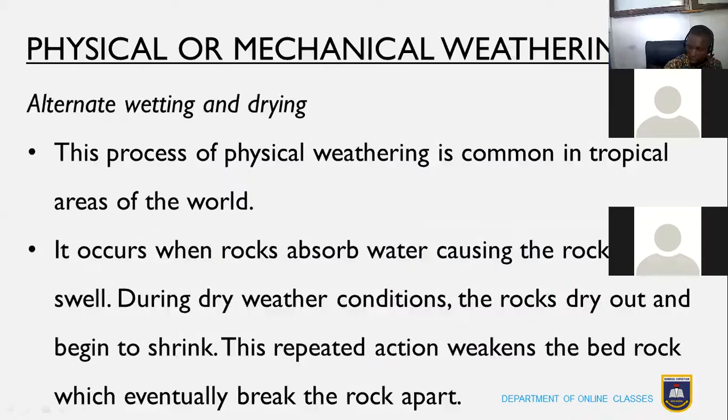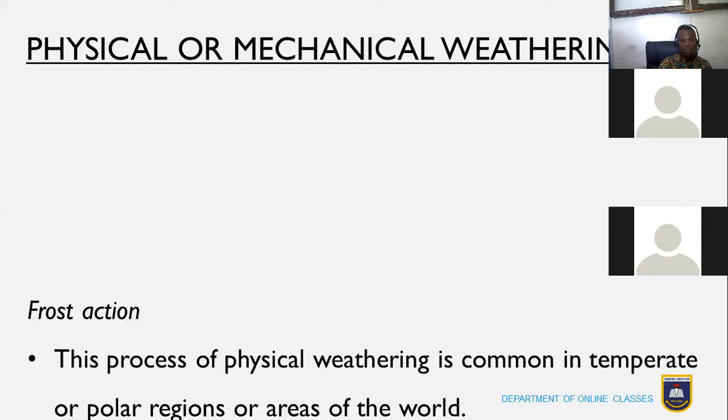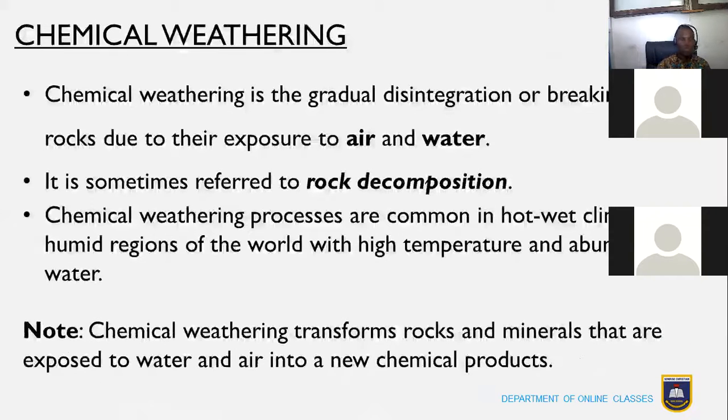Let's continue. We are done with the processes involved in physical or mechanical weathering. So we'll proceed and look at chemical weathering and the processes involved in chemical weathering. All right. So one will ask, what is chemical weathering?